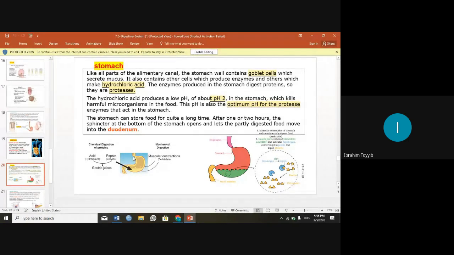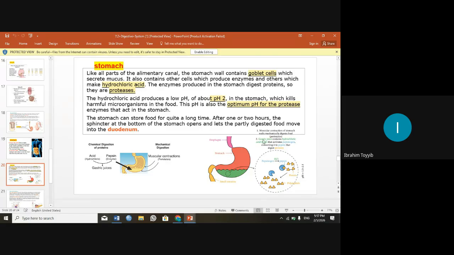So mechanical digestion occurs through muscular contraction of the esophagus through the stomach, and chemical digestion of protein happens where? In the stomach also. That's hydrochloric acid and the enzyme pepsin. So they form gastric juice. So look at what we have here. Muscular contraction of the stomach will mechanically digest food.